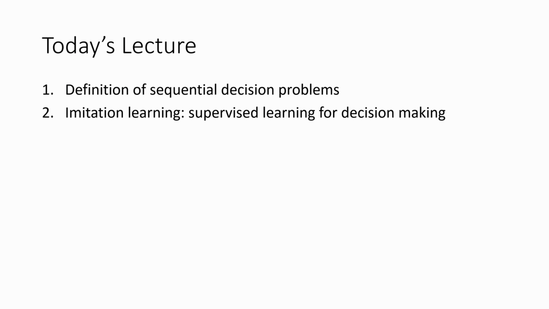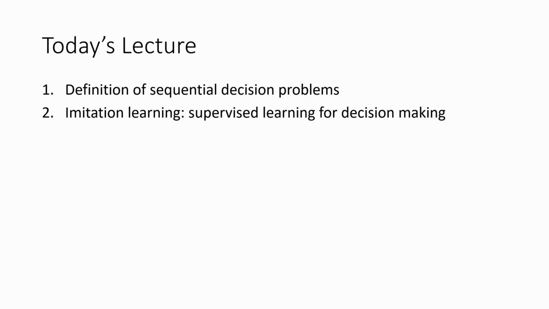Okay, so here's what we're going to do today. Today we're going to define sequential decision-making problems. Sequential decision-making is right there in the title of the course, but we need to define what the heck it is so that we can start working on it. And then we're going to talk about imitation learning.